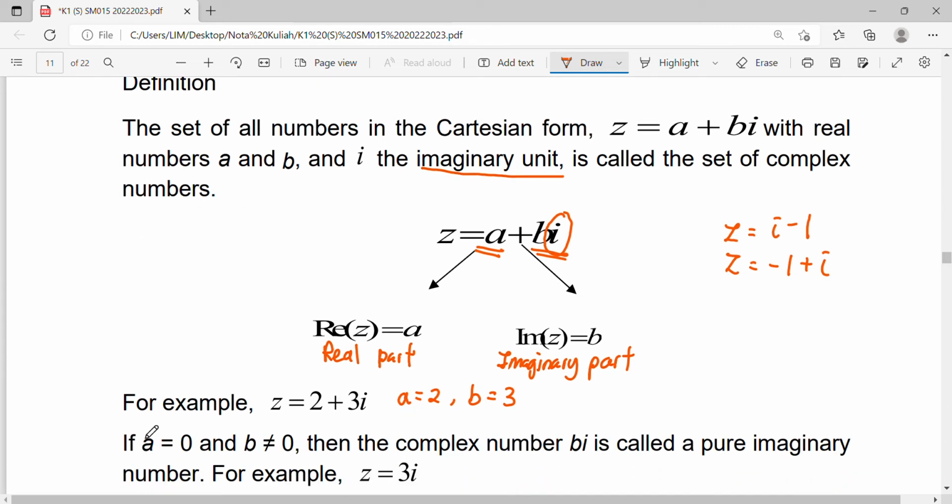Okay, so if A is 0, it means the real part doesn't exist. When A is 0, the real part doesn't exist, and B is not 0, meaning B has some value. Then this complex number is called a pure imaginary number. For example, Z equals 3i. You don't have a real part. A is 0, B is some number, 3. So you can see here, it doesn't have a real part. So this kind of complex number, we can call a pure imaginary number. Purely, you don't have any real part involved.